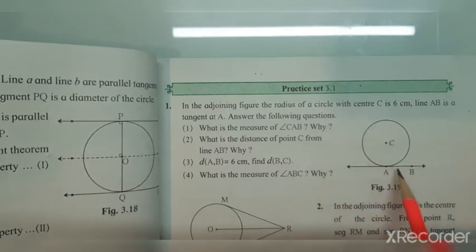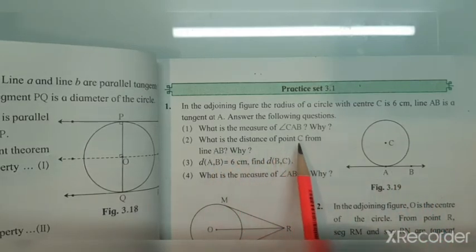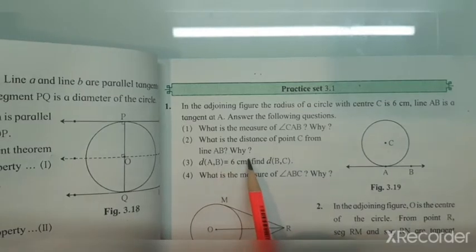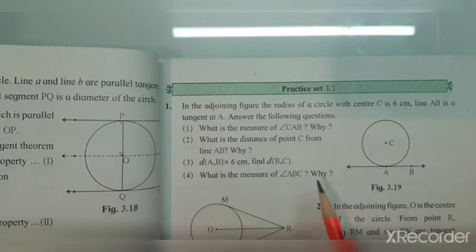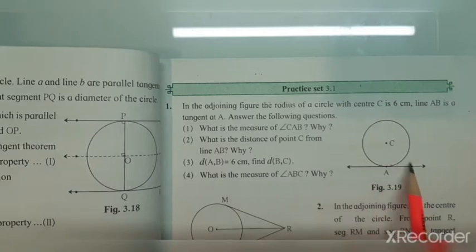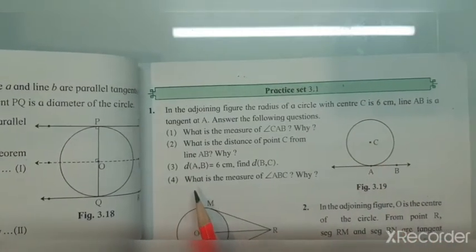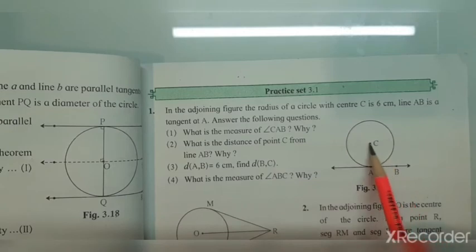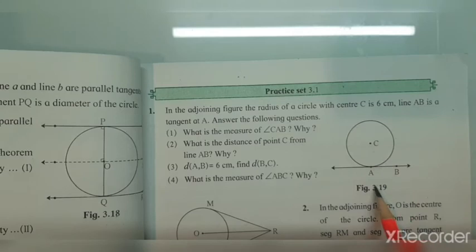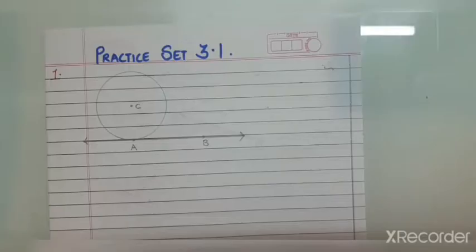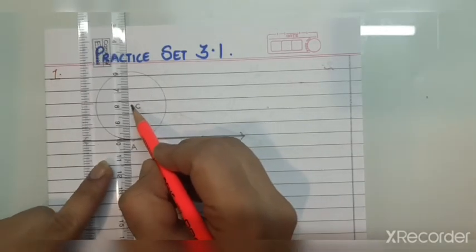And what is the measure and why is that measure? So reason. What is the distance of point C from line AB and why? Then distance AB is given 6 cm. We have to find distance BC. And the fourth one, what is the measure of angle ABC? Okay, so there is a construction which has to be done, we have to join CA and CB. And why? So let's start. As I told you, we have to join CA and CB. So we'll do that first.